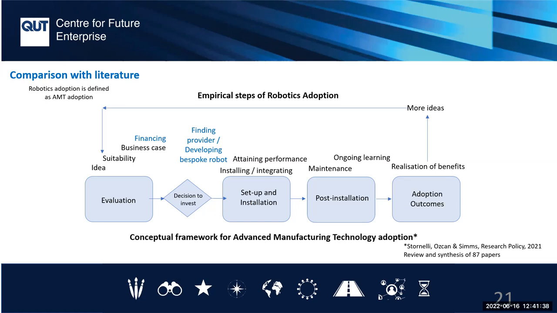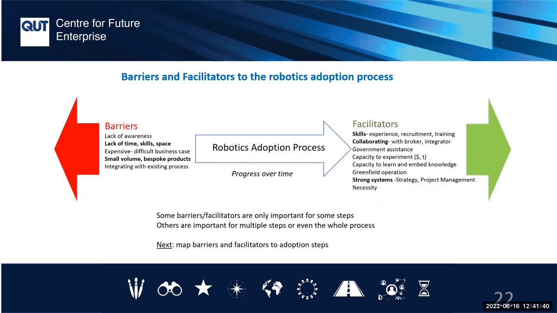So it's not looking too bad. Then we look at barriers and facilitators for the process. And these are just the main ones. There are several, and it's kind of early stages in working through these. But the important ones there are lack of time, skills and space for the SMEs.